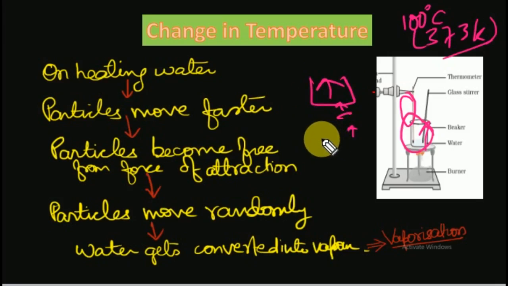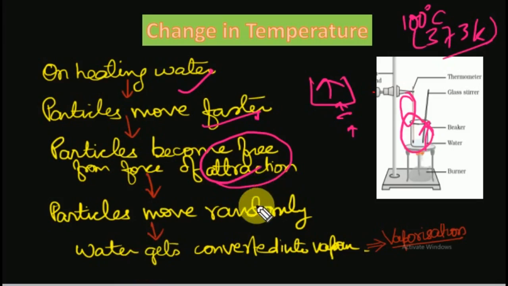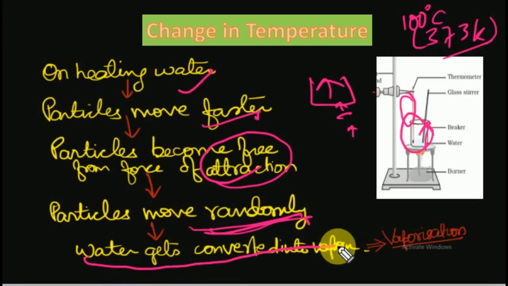As we know, we have boiled tea or water simply. We have seen that in our home. On heating water, what happens first? The particles will move faster. In this way, they will become free from the force of attraction, and they will move randomly. Who moves randomly? The particles of the gases. So that means water gets converted into vapor, that is, the gas form, and the process of conversion of liquid into its vapor form is called vaporization.